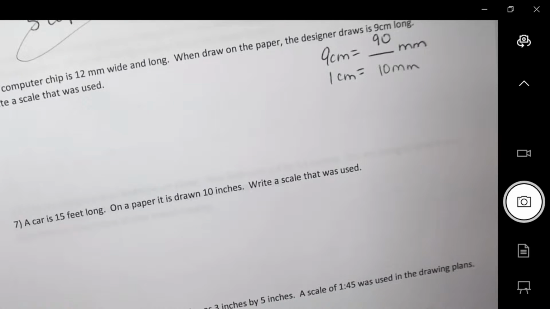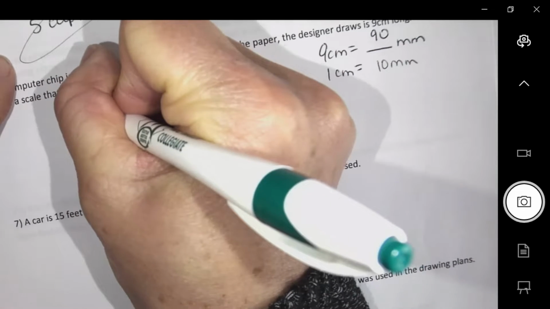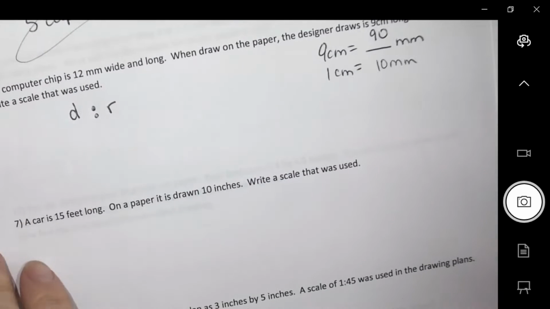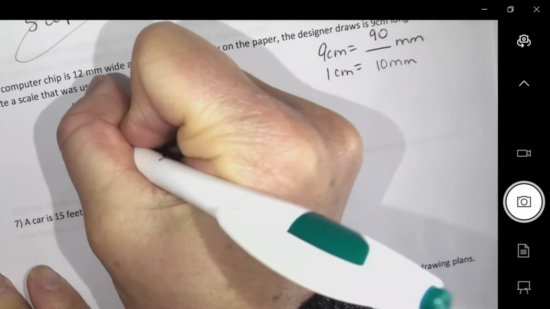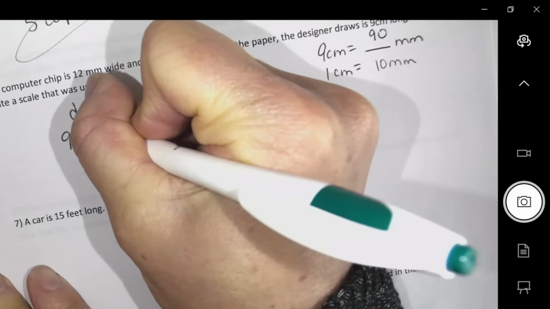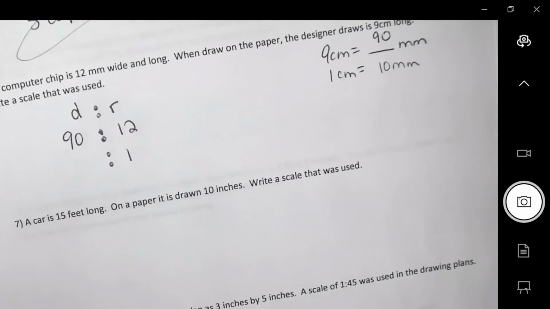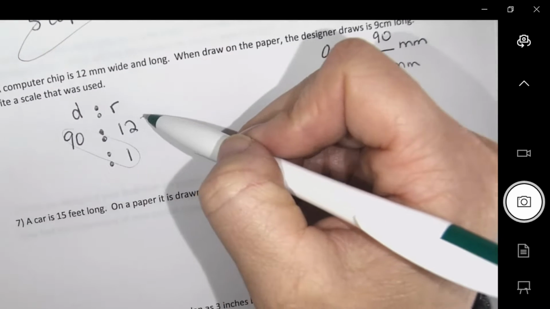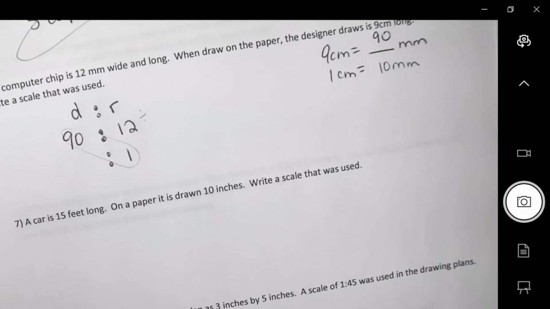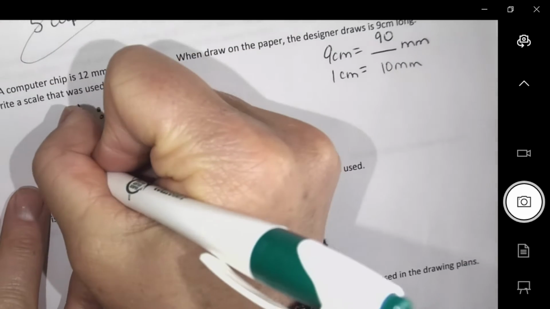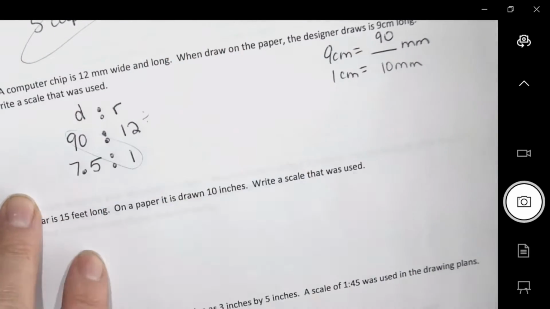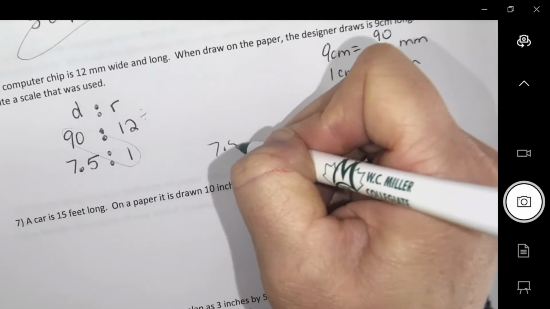Okay, we write scales, diagram to real life. So on the diagram we had 90, but in real life it was 12. Which one of those should I turn into a 1? The 12. You take the smaller one. So if I cross multiply, what's 90 divided by 12? 7.5 to 1 is the scale.